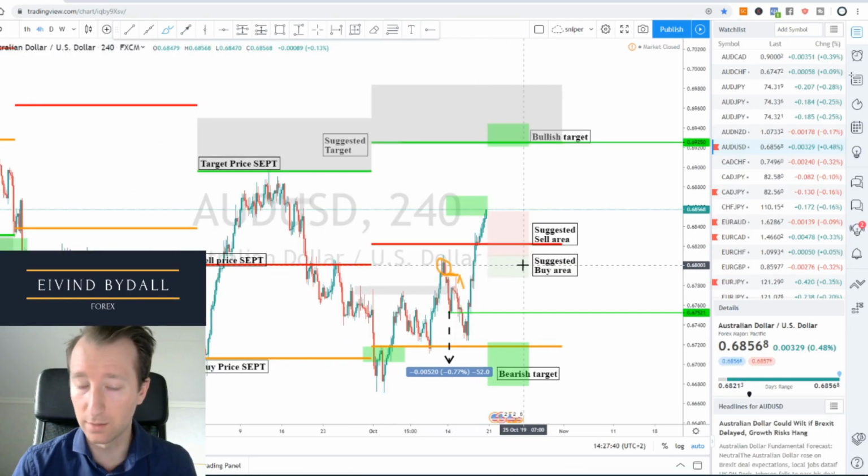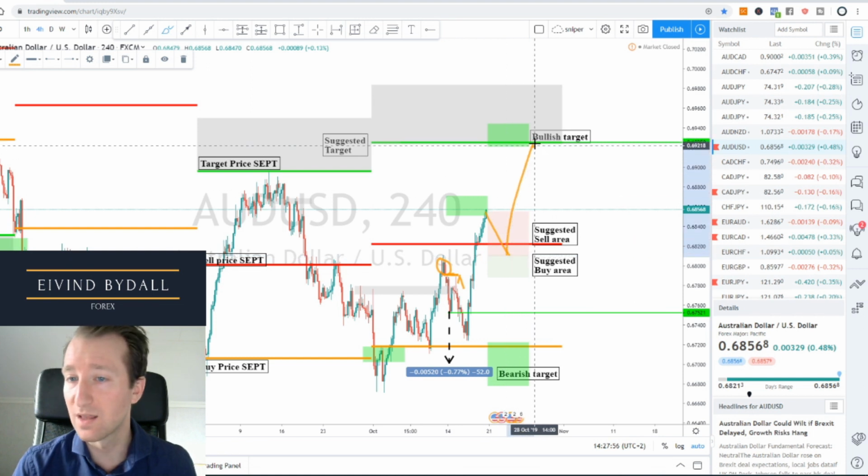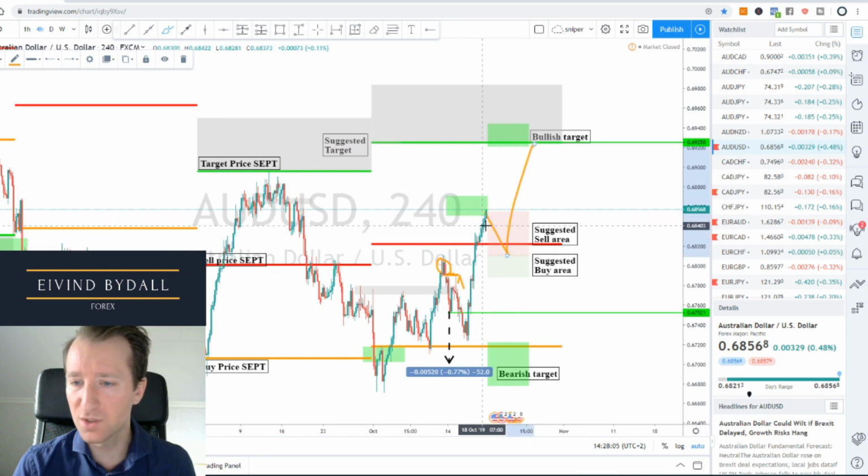Australian dollar, American dollar. We are in a bullish move, and I would say if nothing else happens, you have to wait for price to come down to 68,200, 68,100, and your target is the weekly price and the monthly price of 69,200. Okay, nothing else.